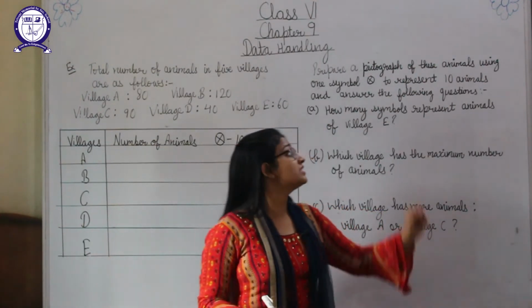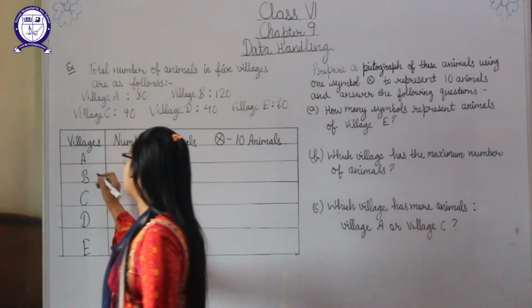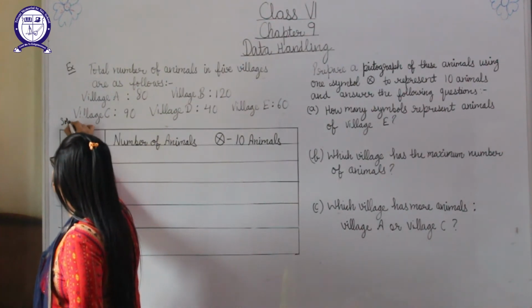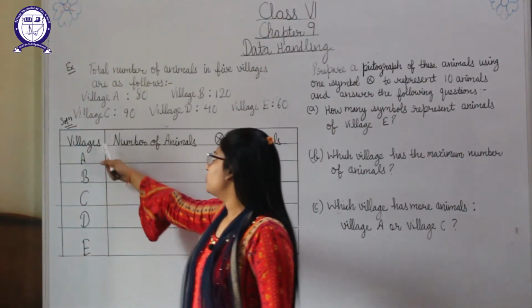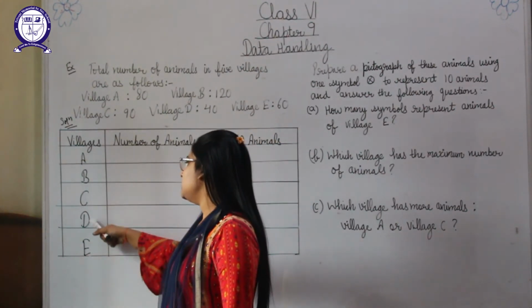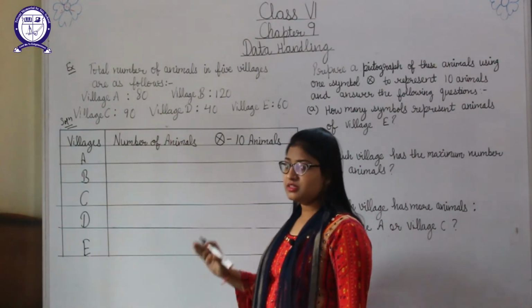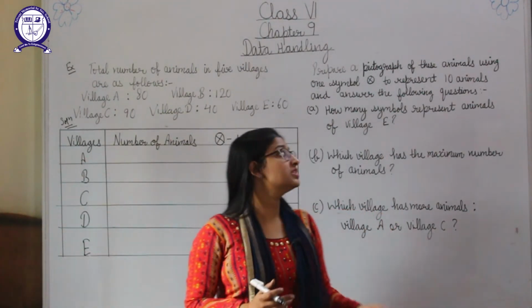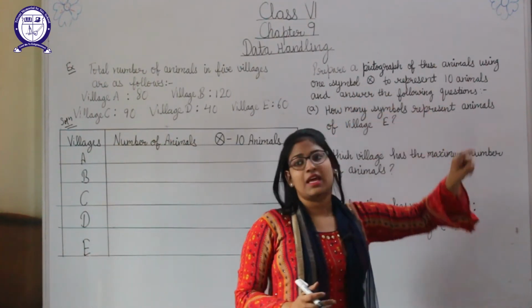So first of all, it is asked to make the pictograph. Okay, so we will make a pictograph, we will make a table like this, this will be the solution. We will write villages: village A, B, C, D and E. Okay, number of animals, and we will make the pictograph here. Also it is given, students, that we have to use this one symbol to represent 10 animals.